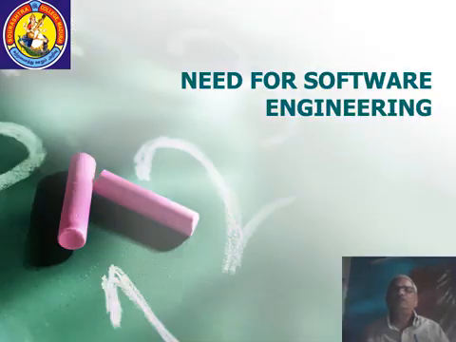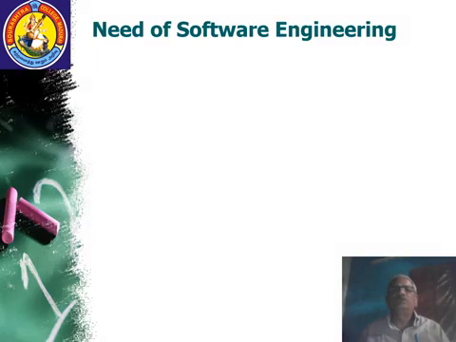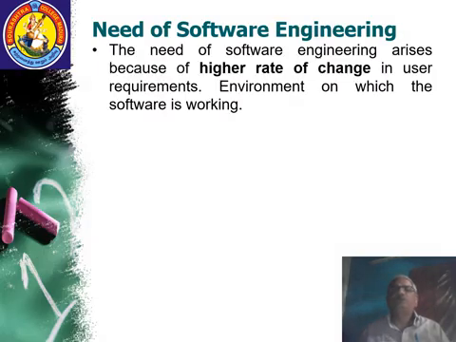Why do we need software engineering? Even though we are only dealing with the coding and static information of coding. Let us see what is the need of software engineering. First of all, the need arises because of the higher rate of change in user requirements and the environments in which the software is working. Because the software is not a fixed one. Day to day, we have a lot of changes in requirements in our software. So we need to bring in some methodologies so that these changes can be updated in our software over a long time.